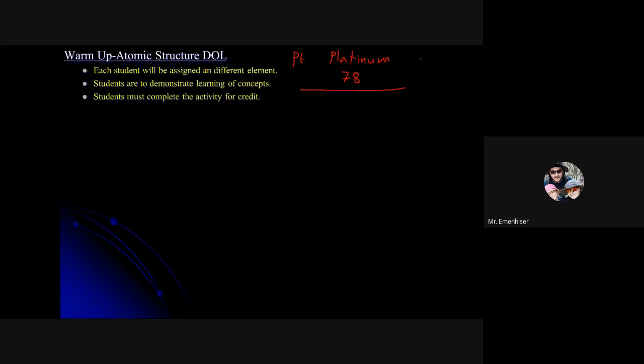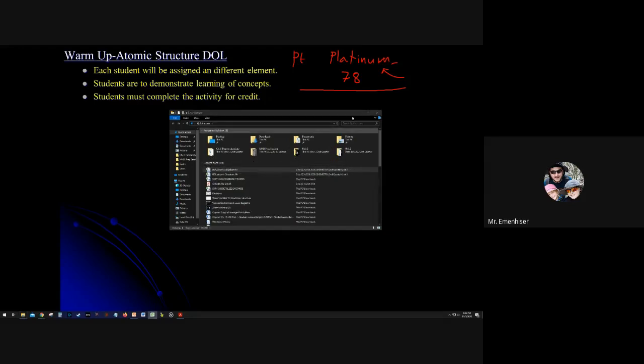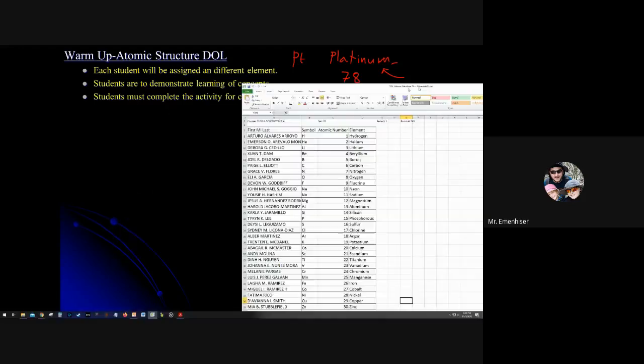So if I'm assigned platinum, why is this not working sometimes? There we go. If I'm assigned platinum, then that's what I'm going to write there. Assigned element is the element that you're assigned. Let me pull up the document that you're going to see when we do this. Okay, let me pull this up. So this is what it's going to look like.